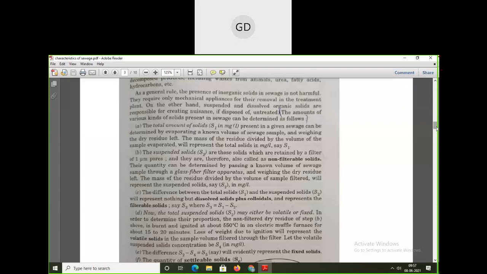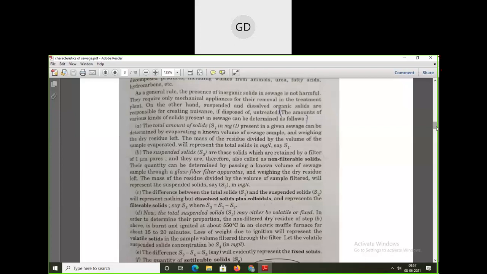Again, there are nitrogenous compounds like proteins, then waste from animals, that is urea, then fatty acids. All these are your organic solids, coming from organic matter, and inorganic solids are those coming from inorganic matter, that is your sand, gravel, debris, all these things. So these are the two kinds of total solids.